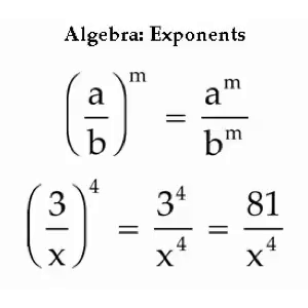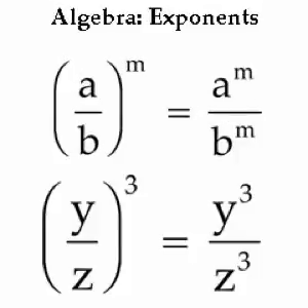3 to the 4th is 81, x to the 4th is x to the 4th. So we'll have 81 over x to the 4th. Our next example is we have y over z, all of that raised to the 3rd power. So we're going to have y cubed over z cubed, and we can't reduce that at all.